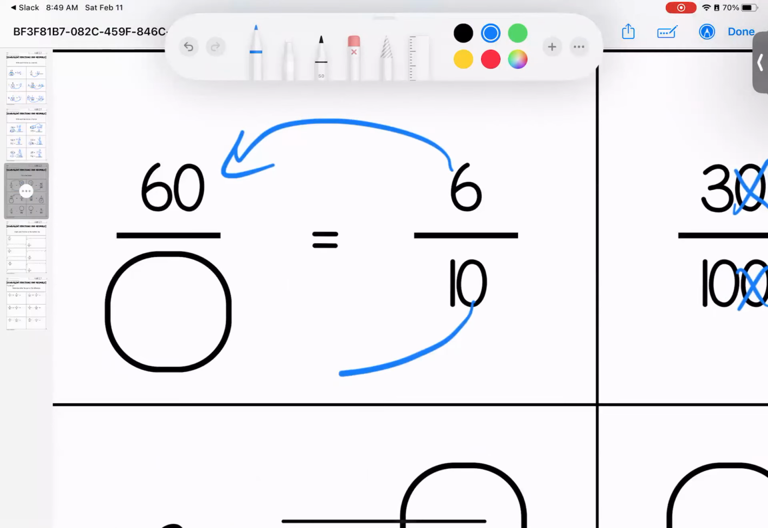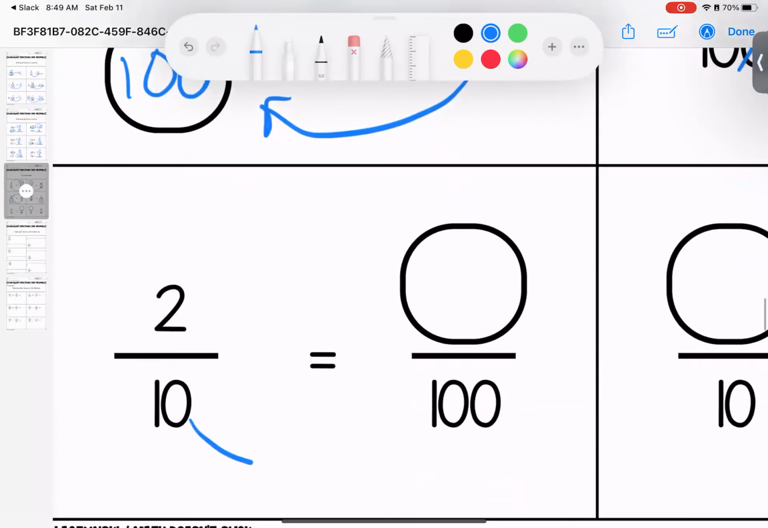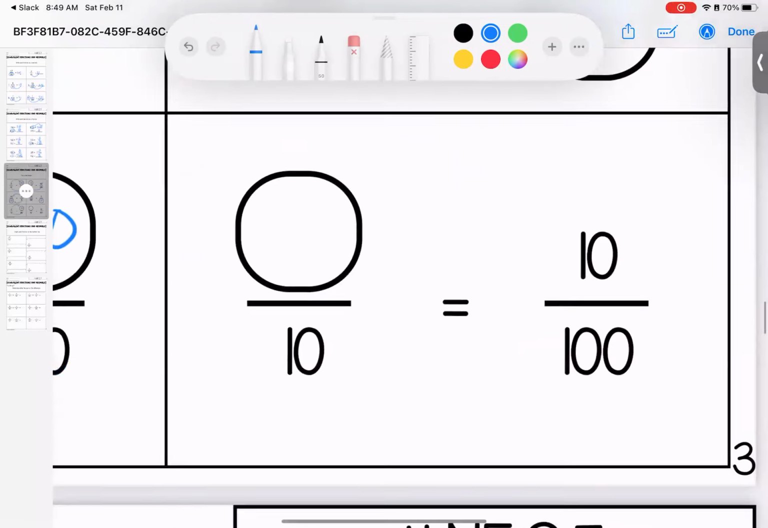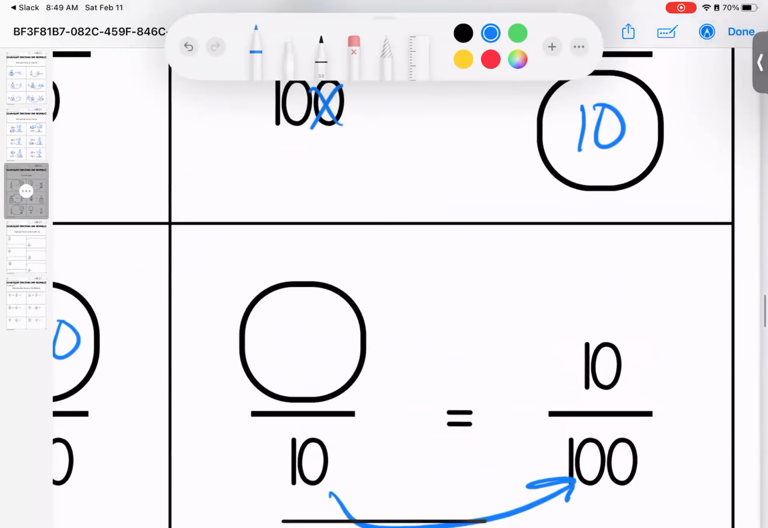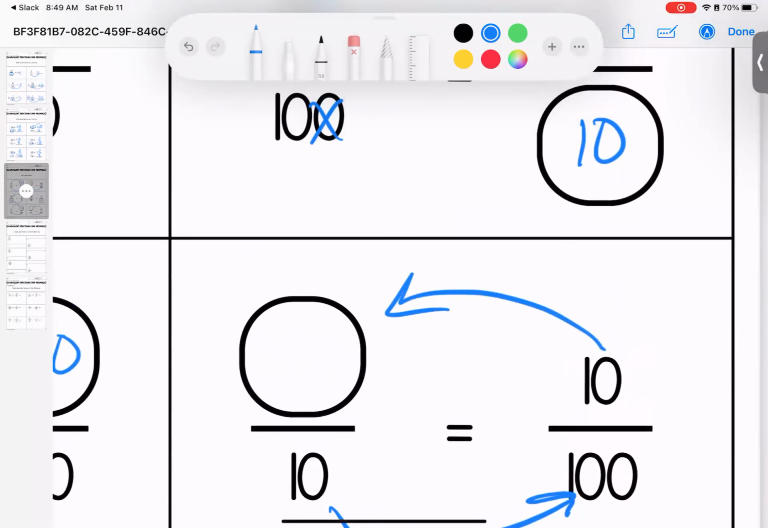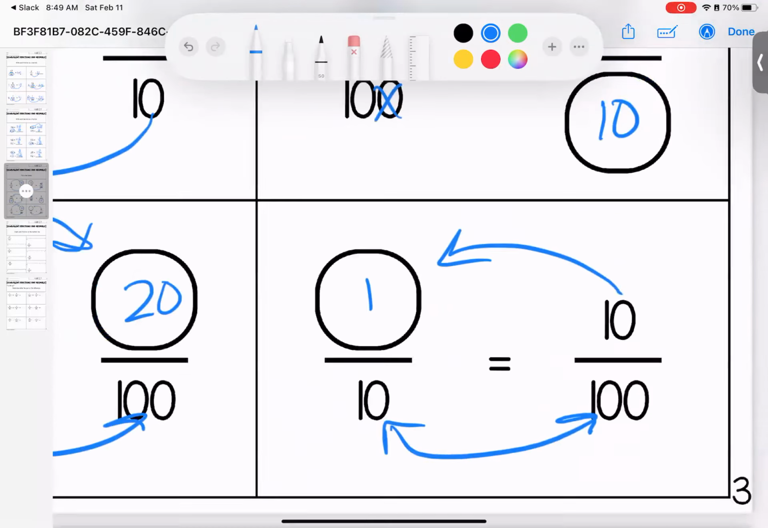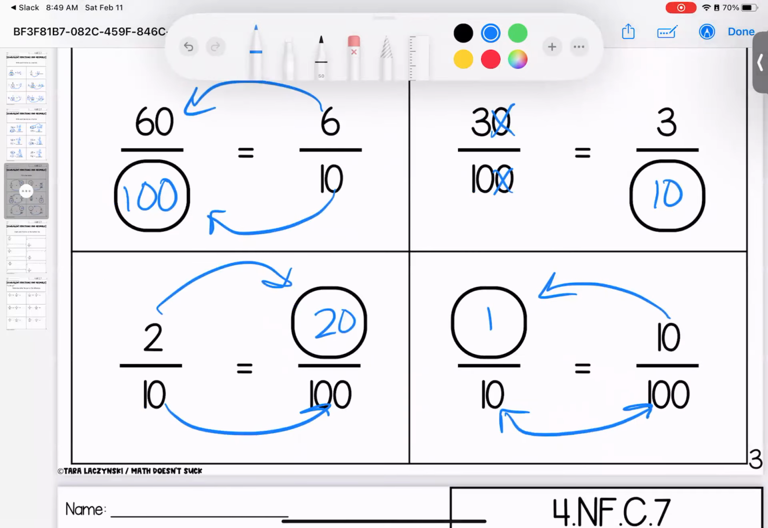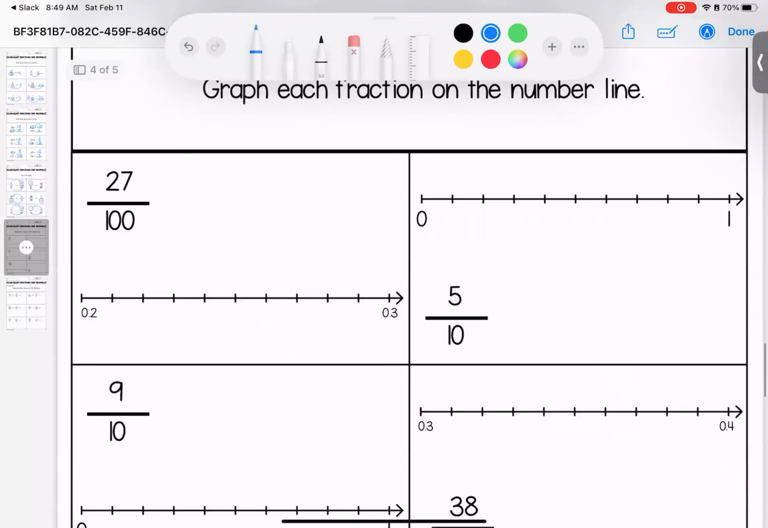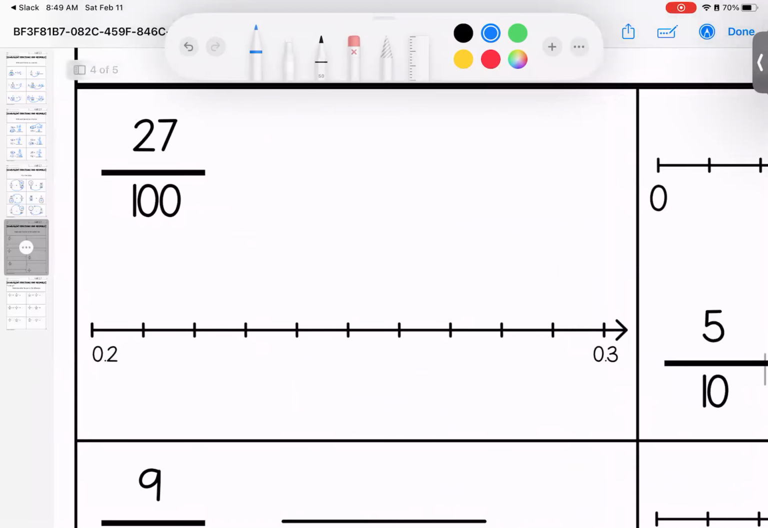Add a 0, 100. Add a 0, 20. Add a 0. I'm sorry, we should think of it going backwards. Drop a 0, 1. Questions? Bring them to class. All right, kiddos, here's another stretchy.